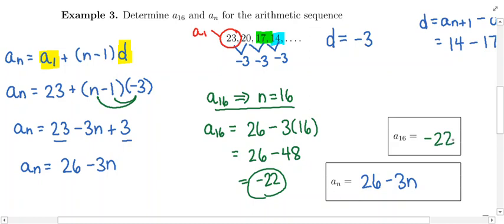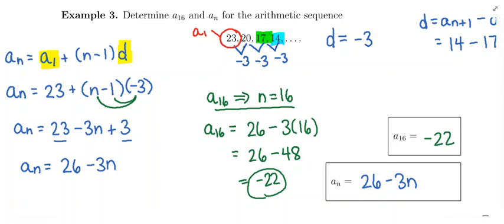When you do something like this, you should eyeball it and make sure it's a sensible answer. Look at what our sequence is doing. We're starting at 23. We're going down by threes. We know the first 4 terms, and we're trying to think about what the 16th term looks like. Negative 22 makes sense. So that's all you have to do.